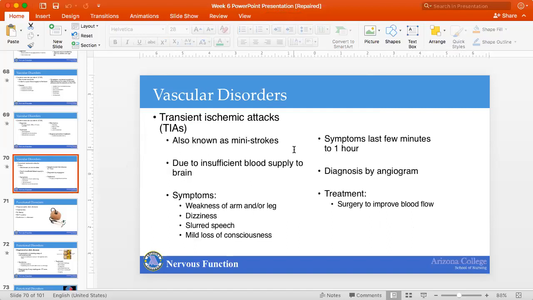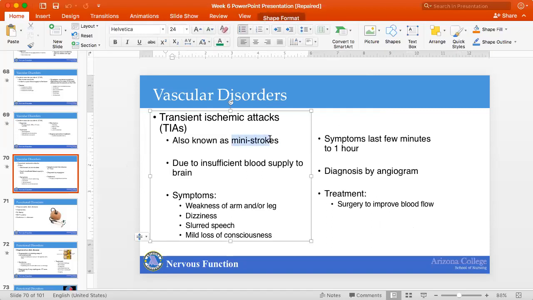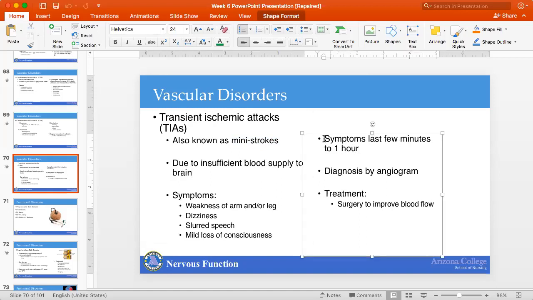Transient ischemic attacks are what they would call a mini stroke. It's not quite to the point of having a full-blown stroke, but you will see some symptoms similar to a stroke. It's due to insufficient blood supply to the brain, which could be like a vascular change, maybe a blood vessel constriction that blocks off some of the flow to the brain in a certain area. Symptoms last a few minutes to 1 hour. So it's not to the point where we typically see brain cell death.